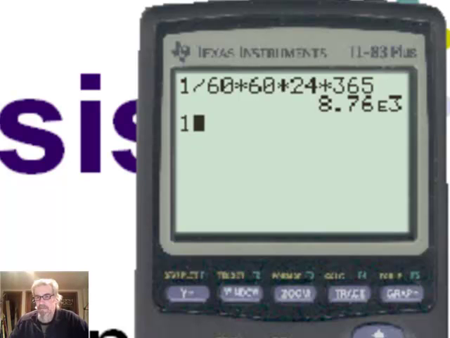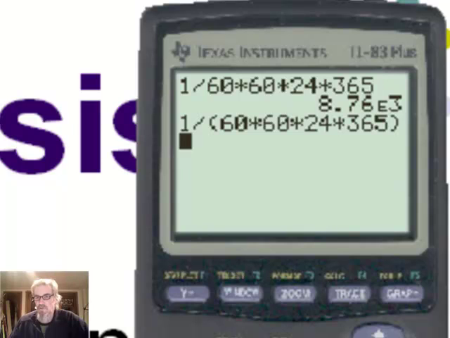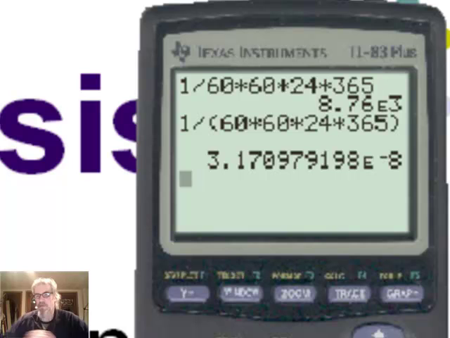I take my 1, I divide by, and then I hit my left parenthesis key. Then I just multiply everything that's in the denominator here. 60 times 60 times 24 times 365. Then I close my parenthesis, use my right parenthesis key, and hit enter. Now I have a much more reasonable answer, a small fraction of a year. That makes sense.